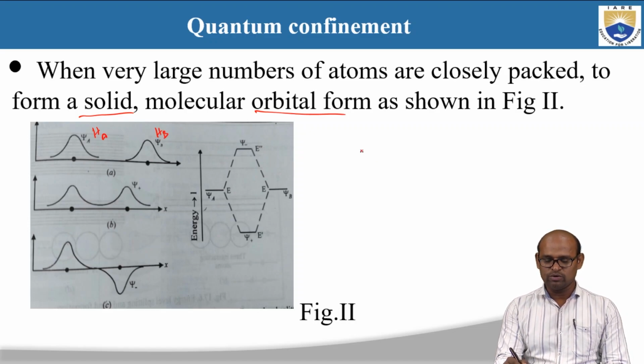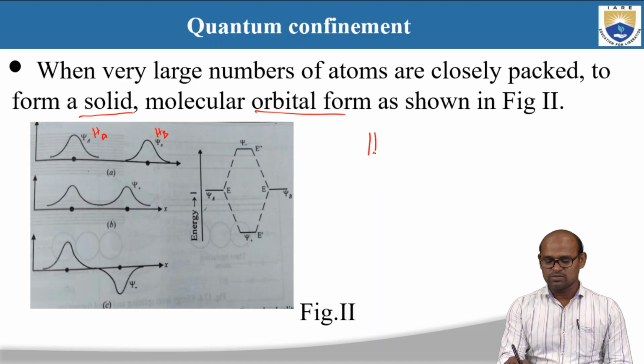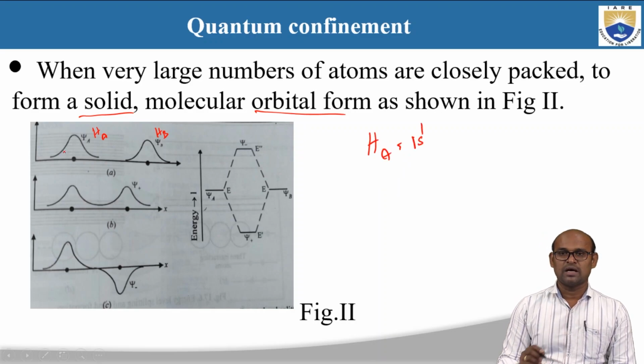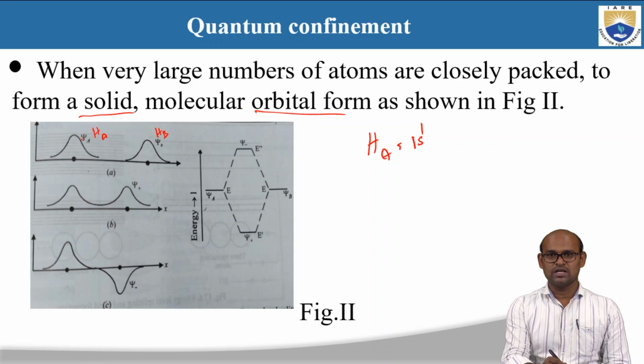Each hydrogen atom has one electron, 1s1, right? Each hydrogen atom has only one electron, so that is 1s1. This is the orbital corresponding to 1s1, or one electron. So this is hydrogen atom A and this is hydrogen atom B. Each electron is in its orbital.